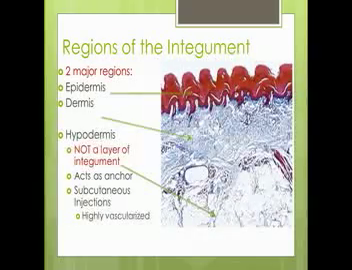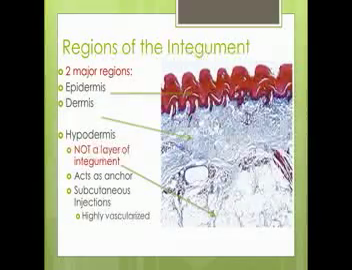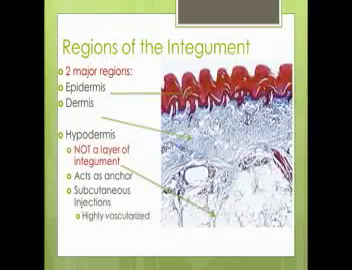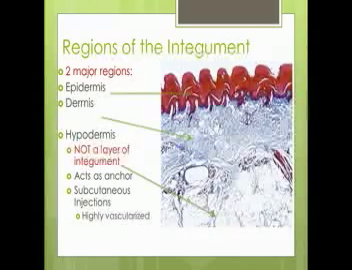All right, we can break down the integumentary system really into two main regions. The first region is the most superficial region that we'll discuss, and that's called the epidermis. The epidermis you see here in red. And then just deep to the epidermis is something called the dermis. The dermis here is this region. The epidermis and dermis are the two regions of the integument that really are anchored by something called the hypodermis. Hypo meaning below the dermal layer.